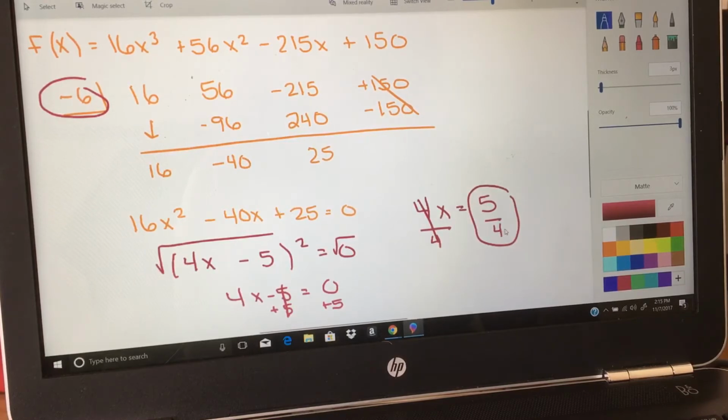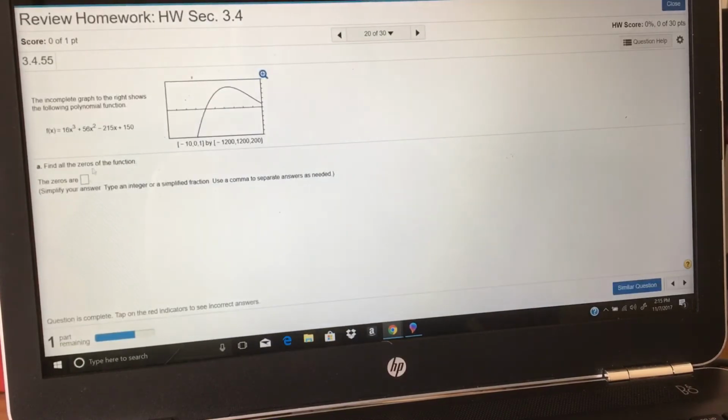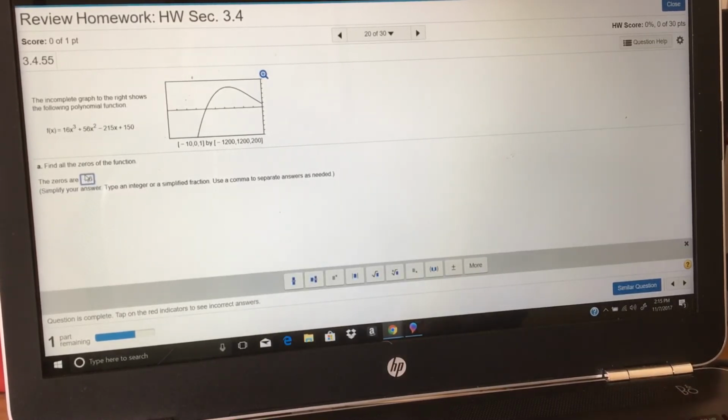And I don't know if I need to write that down twice or not. Let's check this out and see what it tells us if we just put them in once. So we have zeros. There we go, -6, comma, we'll do a fraction, 5 over 4.